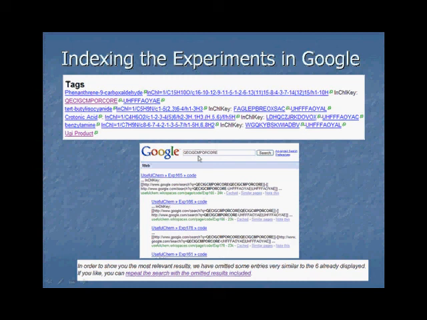And if you're going to do this, you have to remember to click this repeat search with omitted results, because Google will assume that you're not interested in results if they come from the same domain name. But we are, because that's the point of this, right? We want to get all of the experiments.